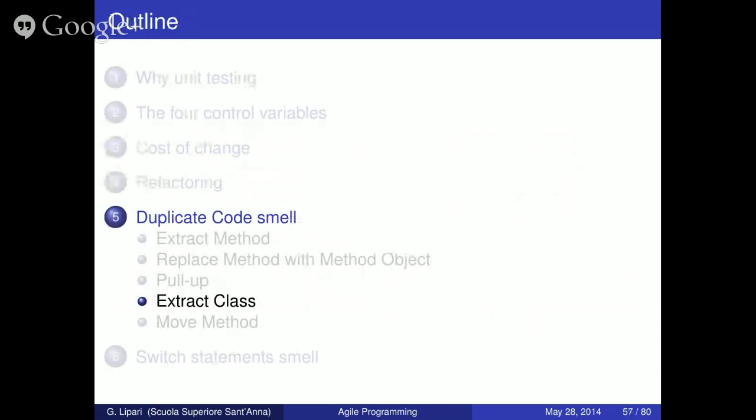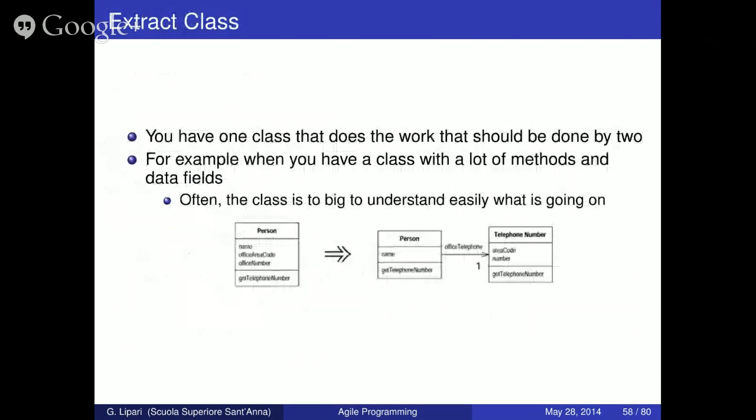Okay, let's continue. Extract class. It's when you have one class that does the work that should be done by two. Remember at the beginning of the pattern analysis, we said that you should apply the single responsibility principle for the design of classes. So one class should do one thing, should be responsible for one thing. And suppose you see that you have one class that is doing too many things. So you should split the class probably into two.